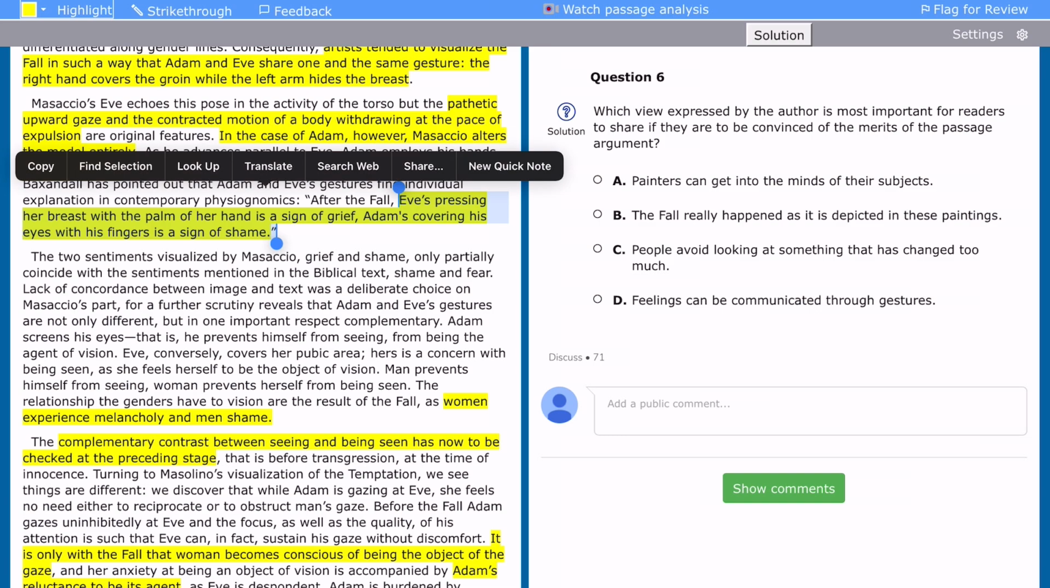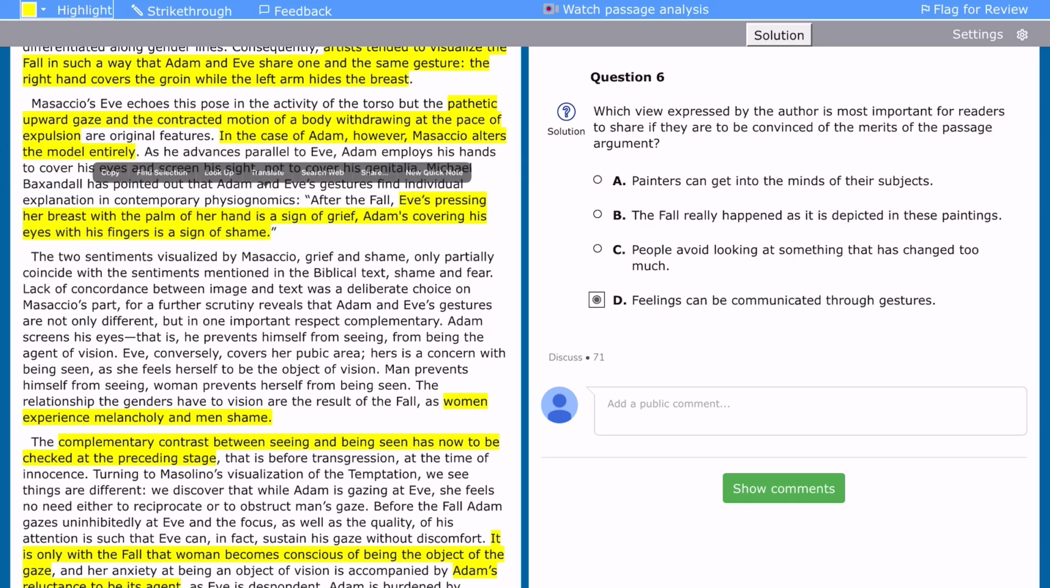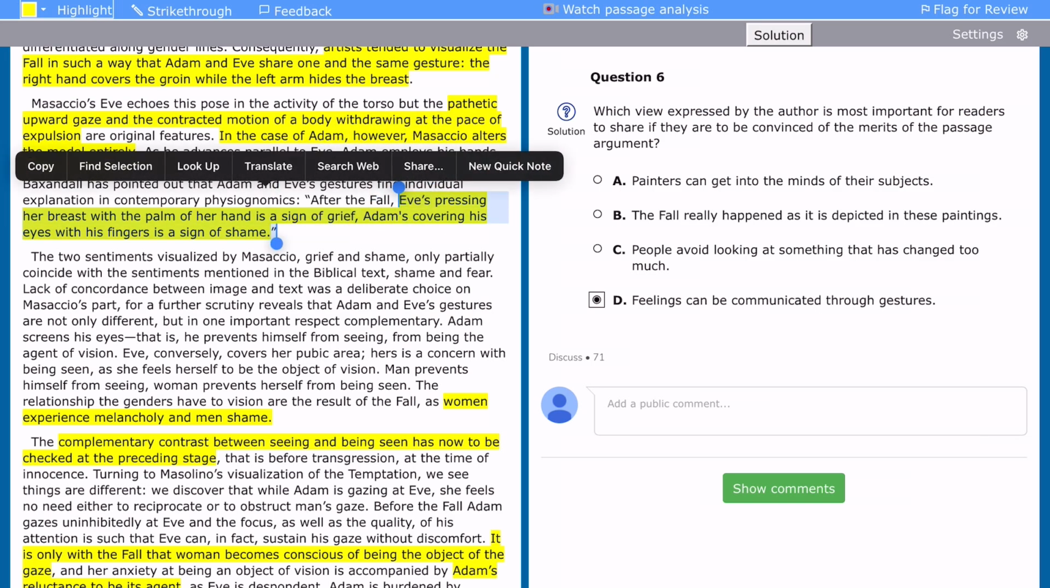But which of these, if you didn't believe, would make the passage completely irrelevant or useless? And so the best answer choice just sticking out of the page is D, feelings can be communicated through gestures. If I don't believe that feelings can be communicated through gestures, then this very important sentence, Eve's pressing her breast with the palm of her hand is a sign of grief, Adam's covering his eyes with his fingers is a sign of shame. If I don't believe that gestures can communicate feelings, then I'm going to think this whole passage is nonsense, because I'm going to think that this most important sentence in the passage is nonsense. For that reason, D is the best answer.